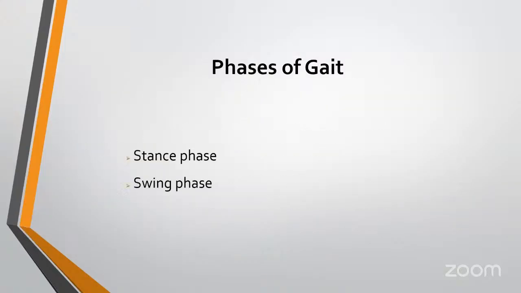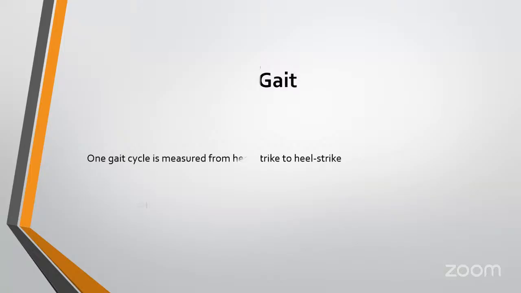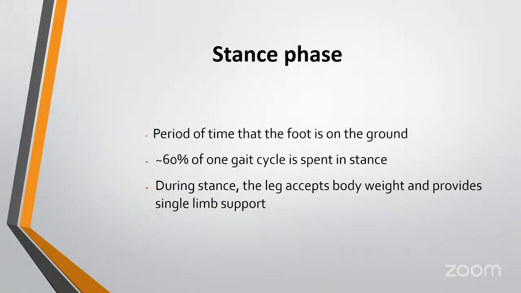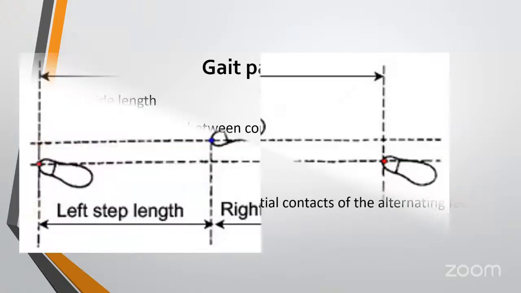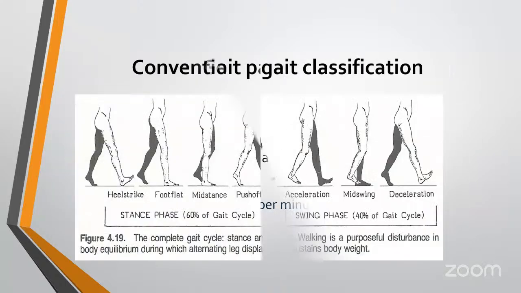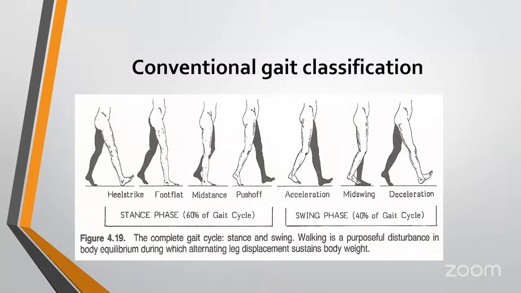But what I want to tell us is there are various classifications of gait. We have the conventional one, which we are very familiar with, where we just look at the activities of the foot. We say there is heel strike, there is foot flat, there is heel off, toe off, and so on. That is the conventional. We have heel strike, foot flat, mid stance, and push off. And we have the acceleration and deceleration and so on.